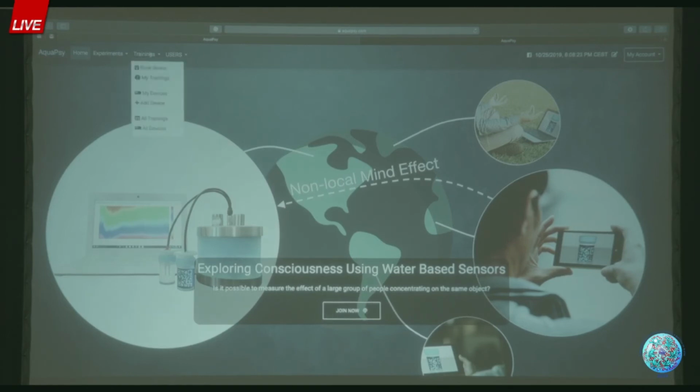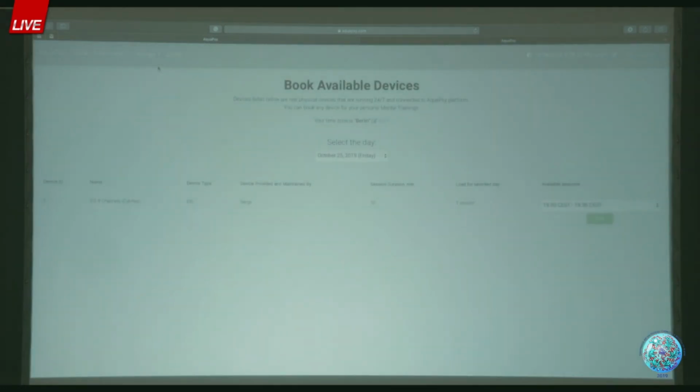You can go and book a device. Again, the device is always running. You can book your own time, so nobody else will be able to use the device during the booked time. And you can do personal training, where only you will have access to this device, and you will be able to concentrate.